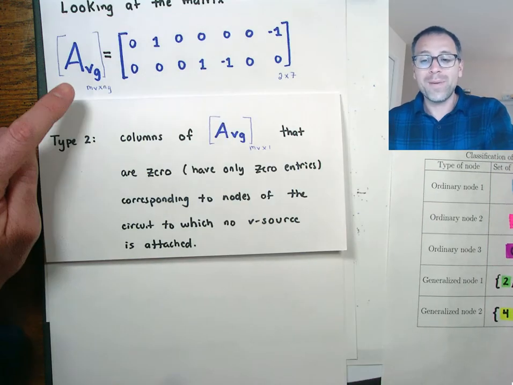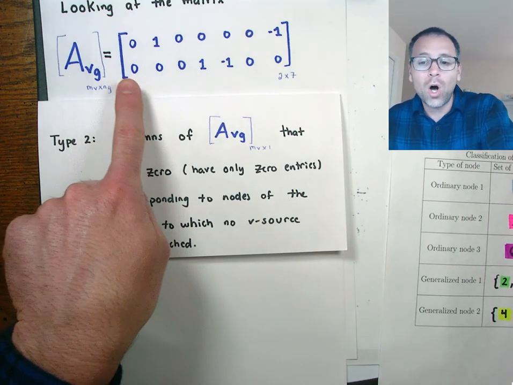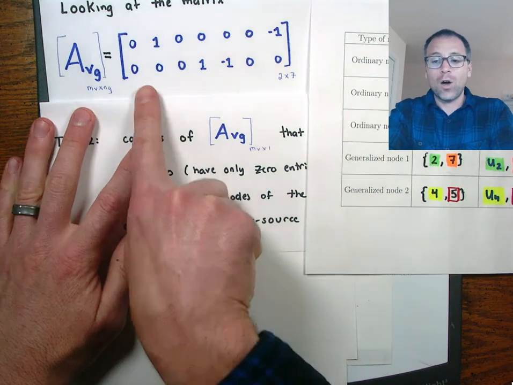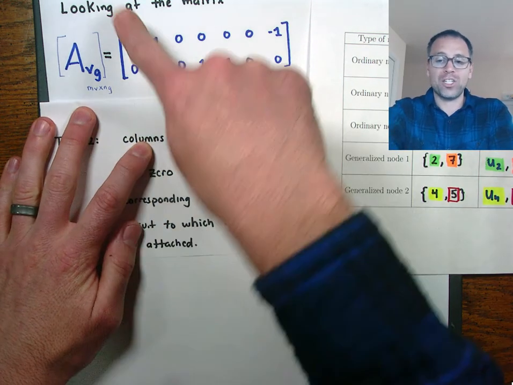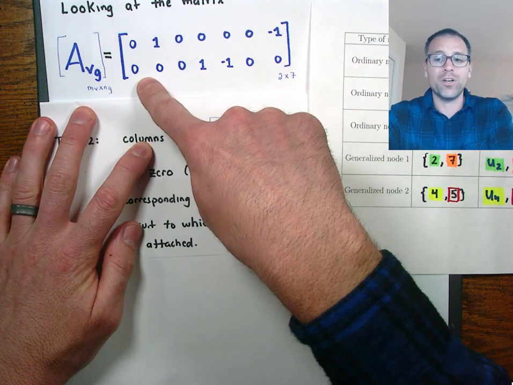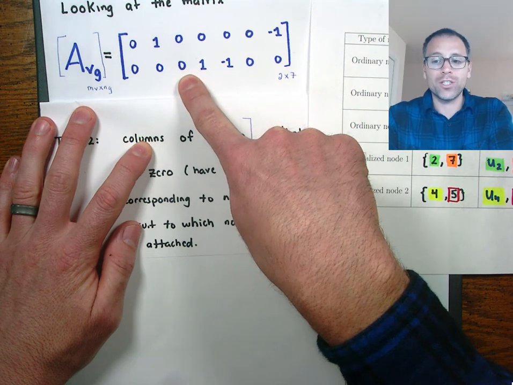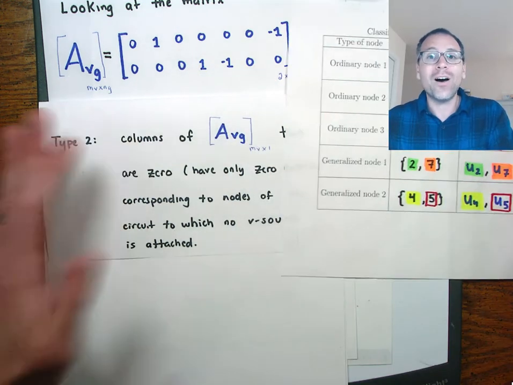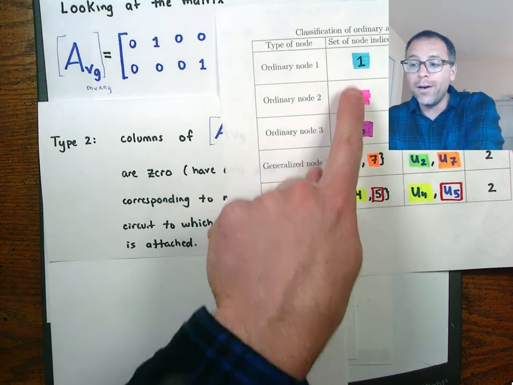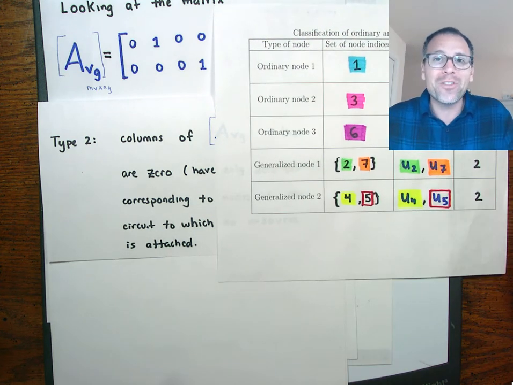The other way to send this matrix to 0 is to focus on the 0 columns. And in fact, check this out. Column 1 is all 0. So if I just multiplied by column 1, I would go to 0. Column 3 is all zeros, and column 6 are all zeros. Check this out. 1, 3, and 6. That's what's happening with our ordinary nodes.